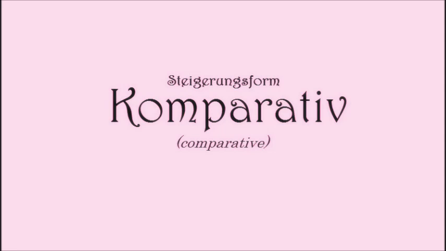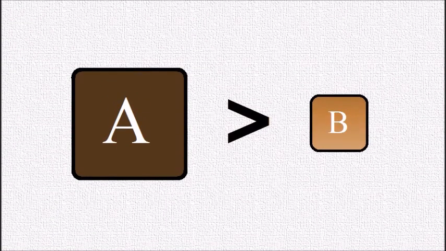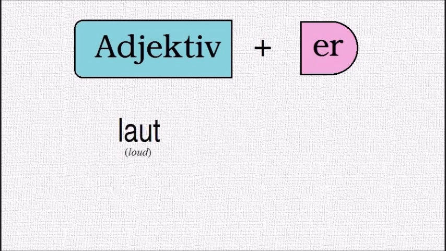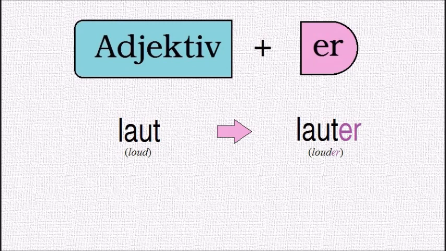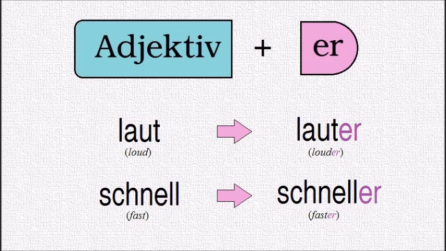In this video, we'll be looking at the comparative. It is a grammatical form of the adjective to compare things. It expresses that one is more in a certain way than the other or others. To create the form, you add -er at the end of the adjective, just like in English. For example, laut, loud, lauter, louder, schnell, fast, schneller, faster.